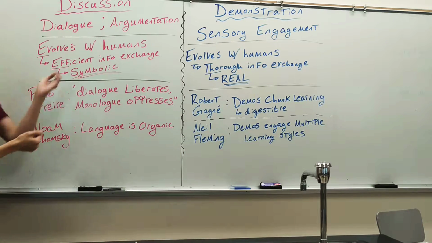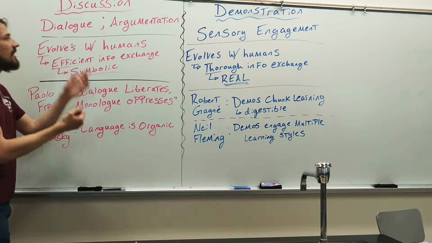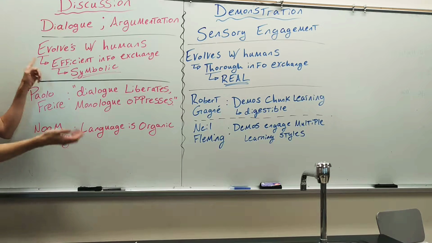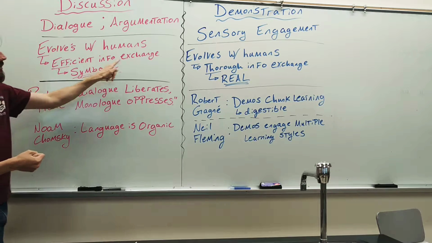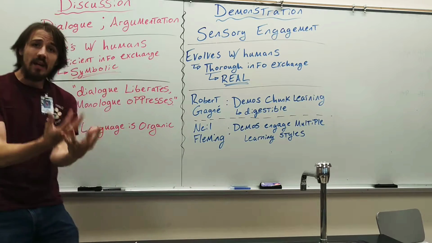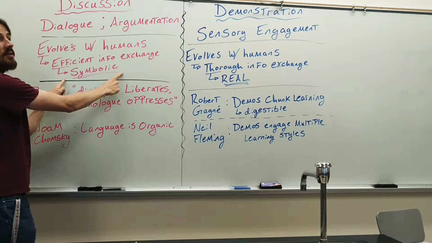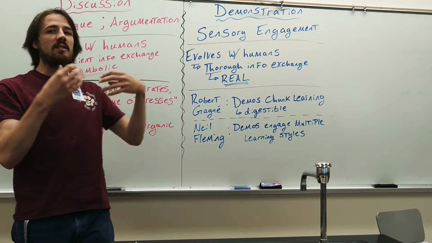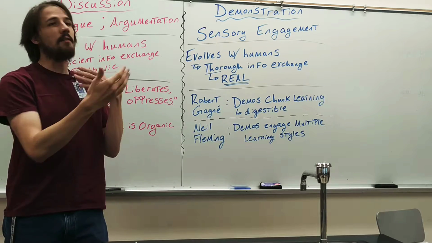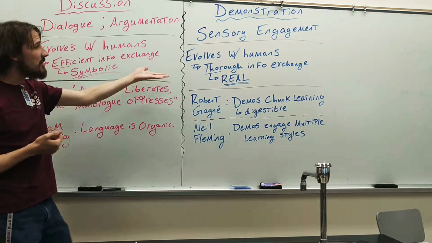Now, both came out of the same sort of organic method. They both evolved with humans, but discussion evolved to be a very efficient information exchange. It's really good at communicating a lot of information quickly. Discussion is good at that because it's symbolic. It uses symbolic logic and symbolic representation to explain ideas very efficiently and quickly. That's a little bit different than demonstration.